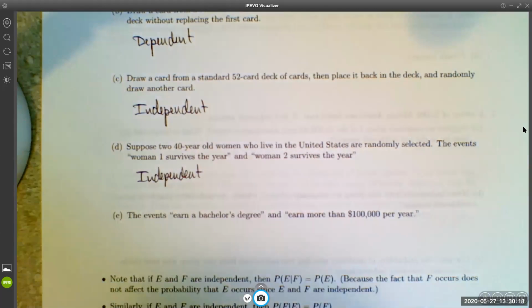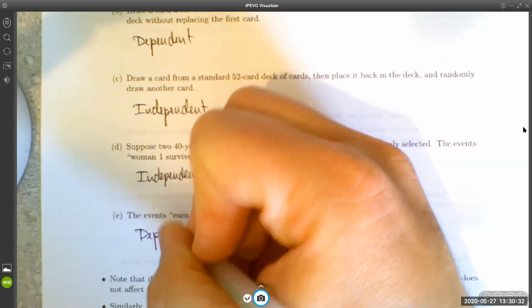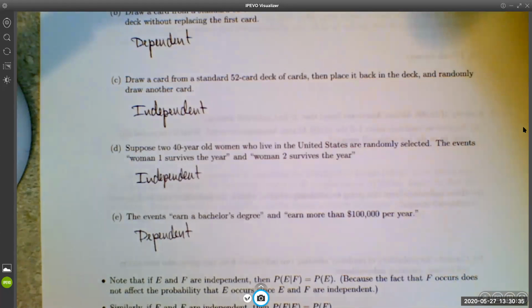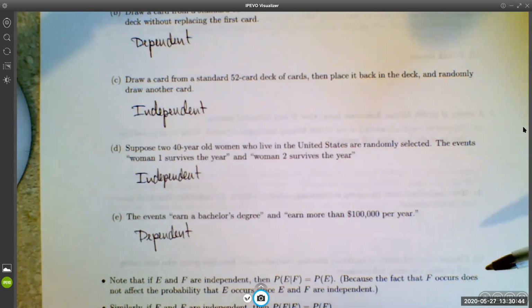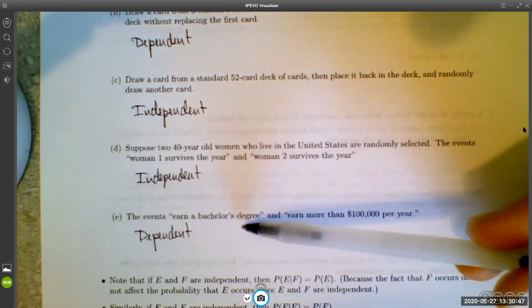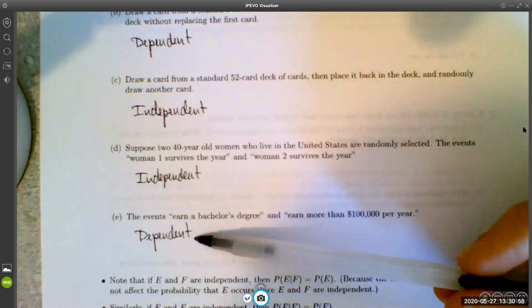Okay, part E, the events earn a bachelor's degree and earn more than $100,000 per year. Okay, those would be dependent events. And that's oftentimes, I've found, kind of a controversial thing for students to hear for some reason. But I think the reason that it's controversial is because you think, well, but I know a lot of people who don't have a bachelor's degree who make more than $100,000 per year. So you don't have to have a bachelor's degree in order to do well in life. And that's absolutely true, okay? But that's not what we're saying either when we say that the events are dependent.